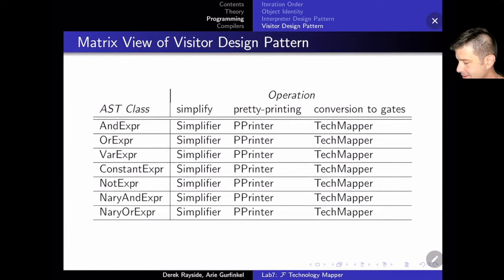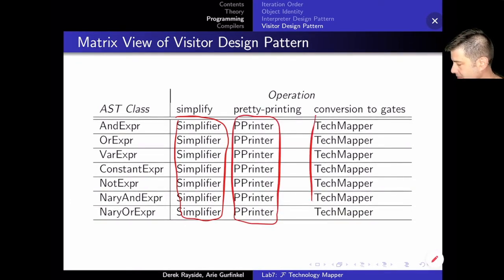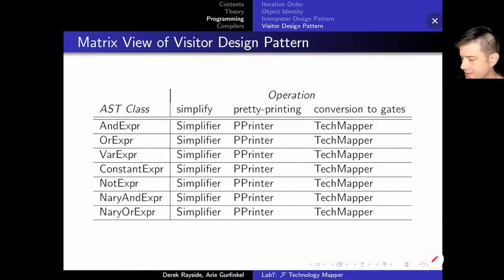And once I combine the things together, what I'm gonna get is that I'm able to take everything that I need, and every functionality that I have for each individual kind of function I want will now be in its own class. The simplifier is in a simplifier class that extends the visitor. Pretty printer is in pretty printer class. Technology mapper is in a technology mapper class. And now it's easier for me to combine all of those things and manage them.